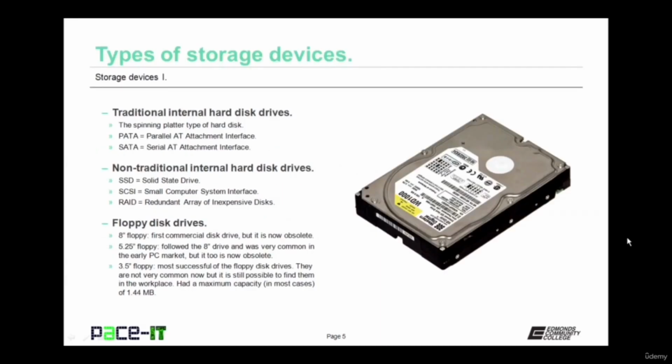First up is the traditional internal hard disk drive. It's the spinning platter type of hard disk. It had two types of interfaces: the parallel AT attachment interface, the PATA interface, and the SATA interface, serial AT attachment interface. These are still very common in today's computers.